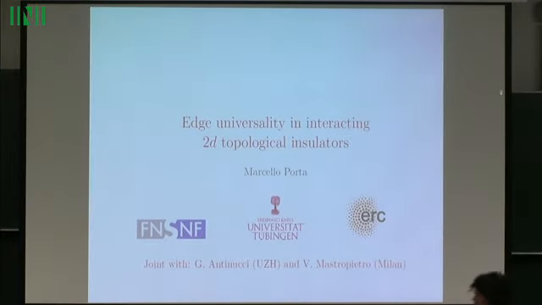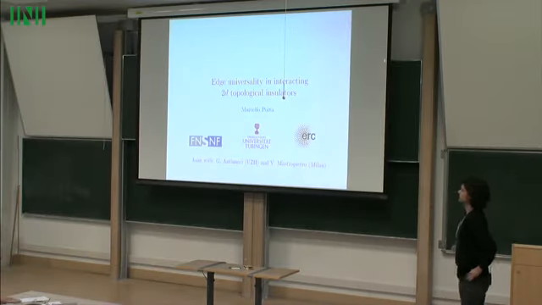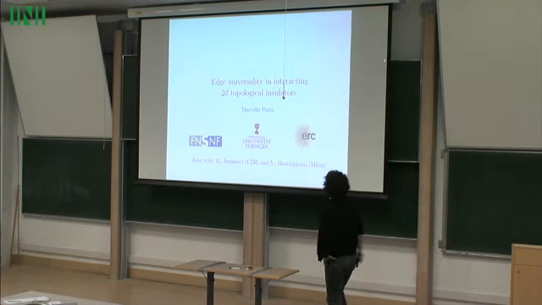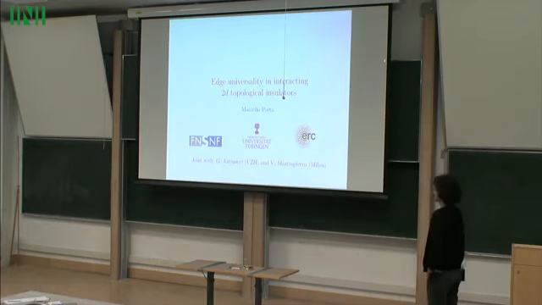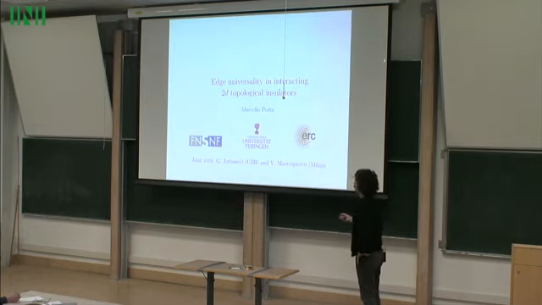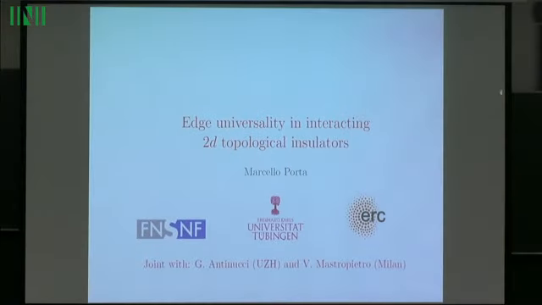It's a great pleasure to be here at this very nice workshop and at this thematic period. So today I would like to talk about some topics motivated by condensed matter physics, and in particular about some application of the renormalization group to studying transport, actually more precisely edge transport, for two-dimensional quantum systems. What you will hear is based on a joint work with Giovanni Antinucci from Zurich, who is here in the audience, and Vieri Mastropietro in Milan.